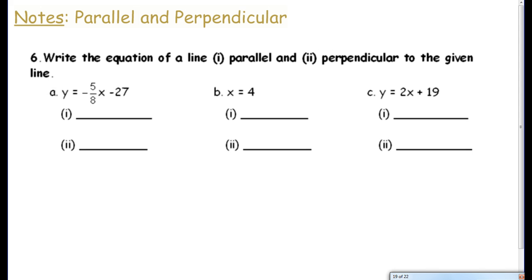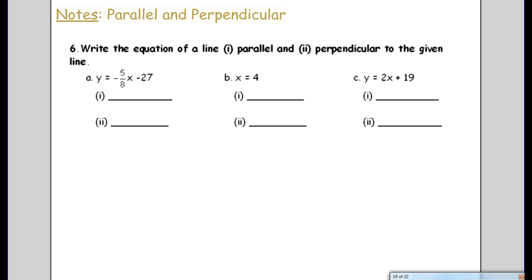Last section. We get to be creative on this part. We get to write our own equation, and we get to write 2 equations: a line parallel, and then a line perpendicular. Let's all do A together, and then you do B and C. So I want to be parallel to this line. What's the only thing I care about in all of that jumble? Slope. What is it? -5/8. If I want to be parallel, what should I do to -5/8? I should do nothing to it.